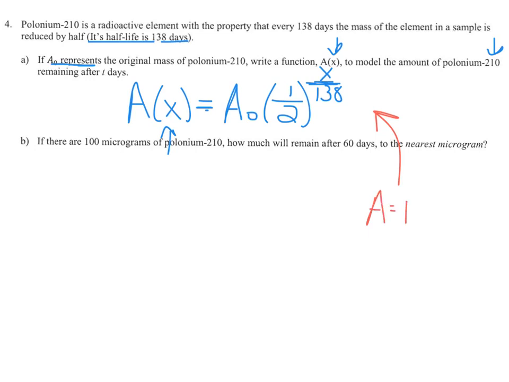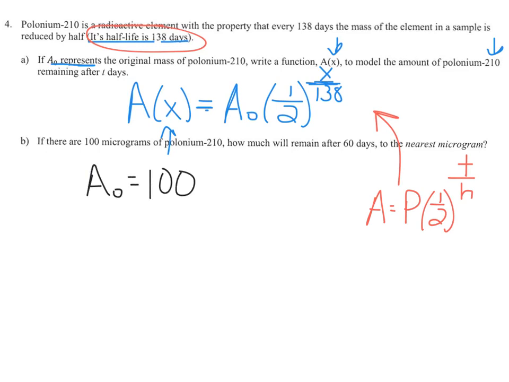A equals P times 1/2 to the T over H, which is our half-life formula, which goes with the information that we were given. Looking at the second part of the problem, it says if there are 100 micrograms of polonium-210, how much will remain after 60 days to the nearest microgram? So two pieces of information we have here. We know A sub 0 is now 100. That's what we start with. And we know that the T value, which is measured in days, is 60.